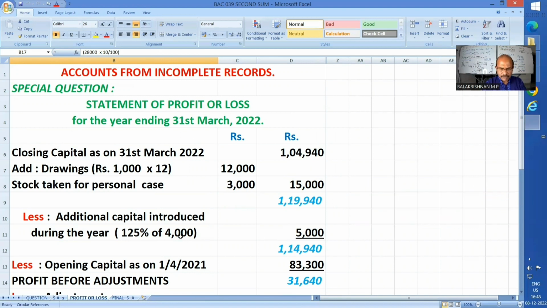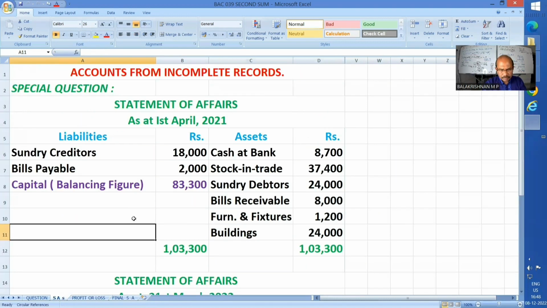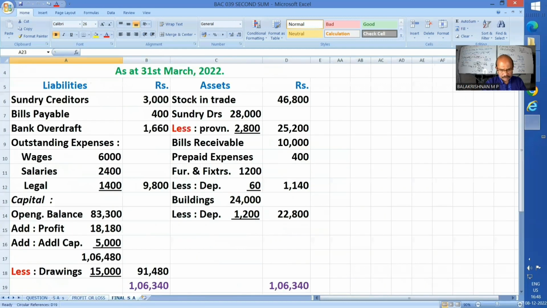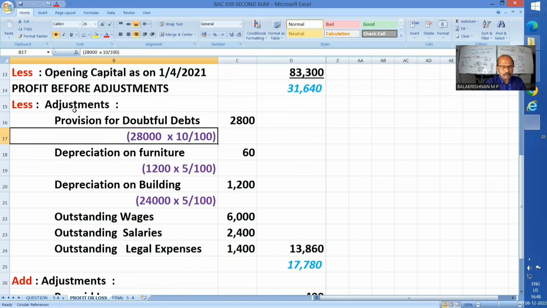He sold something and that is immaterial. How much he brought, what is the value you are attributing, that much you realize and you have introduced. Less opening capital. Opening capital has been given here, 83,300. Fine. And profit before adjustment is this one, and it is subject to all adjustments.